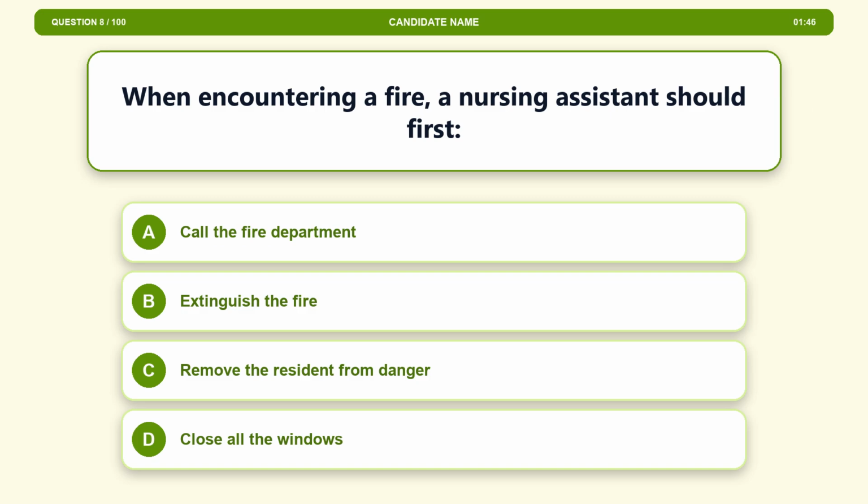Question 8. When encountering a fire, a nursing assistant should first: Option A, call the fire department. Option B, extinguish the fire. Option C, remove the resident from danger. Option D, close all the windows.